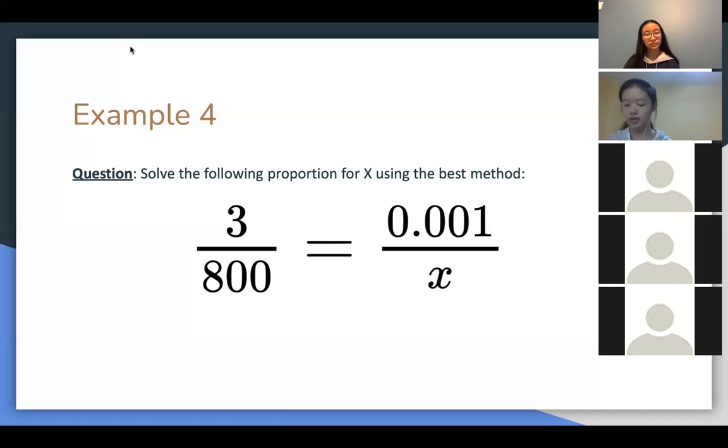And if you're stuck, here's a hint. For this question, try to use cross multiplication. And don't forget to take x out of the denominator and into the numerator.